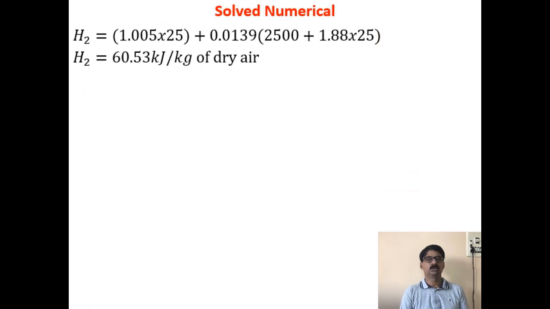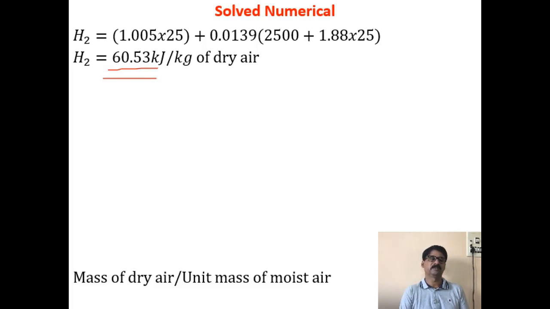And H2, once again 1.005 into 25, because now the dry bulb temperature is 25 degrees Celsius for stream 2, plus omega value into 2500 plus 1.88 into dry bulb temperature. If you make this proper substitution and calculation, you will find the enthalpy of stream 2 as 60.53 kilojoules per kg of dry air.